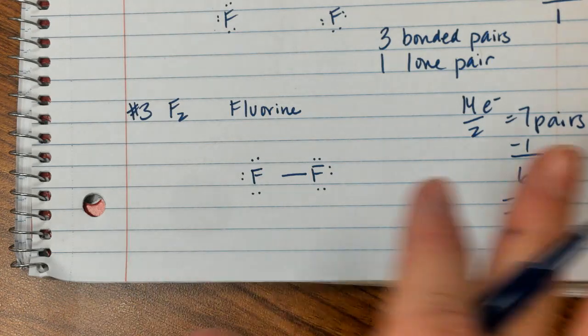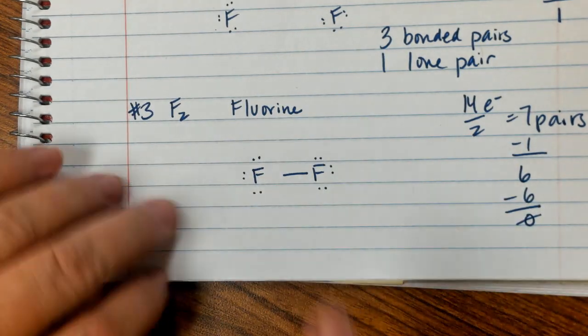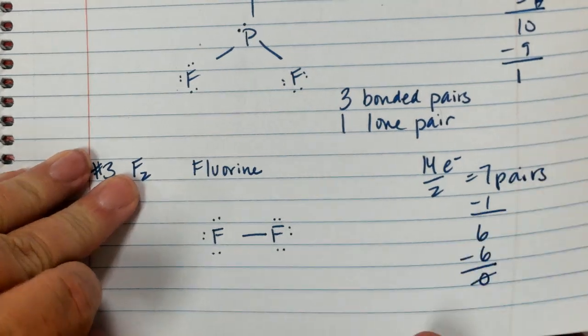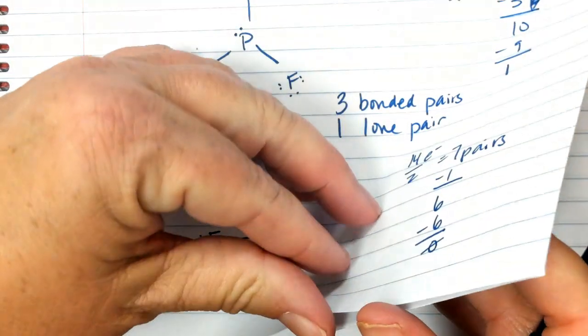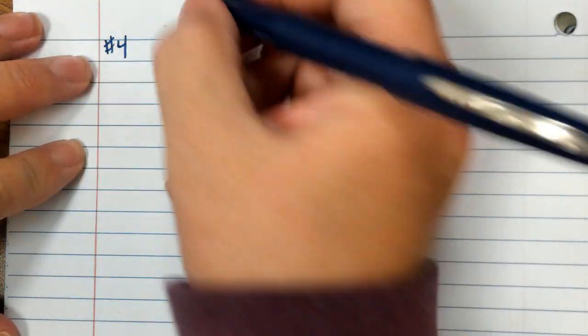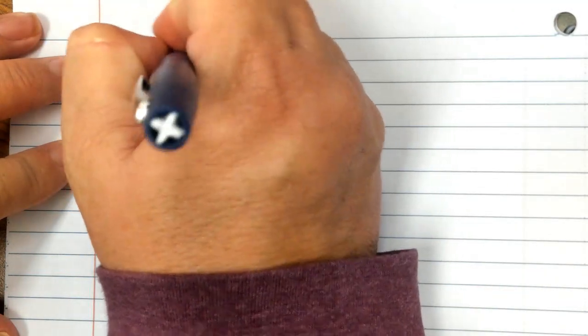Okay, now, do we have any lone pairs or anything left over? No. And on these we don't do bonded pairs and lone pairs when it's just what's called a diatomic element. It's just 2 of the same thing. We don't worry about that. Okay, let's do another one. Let's do number 4. We're going to do H2S. What do we call that?